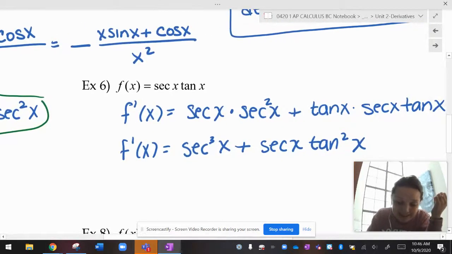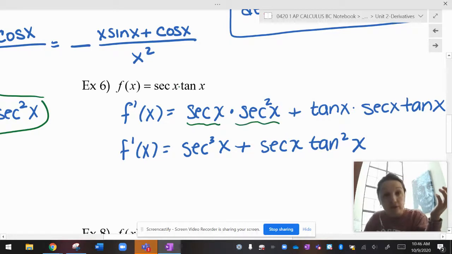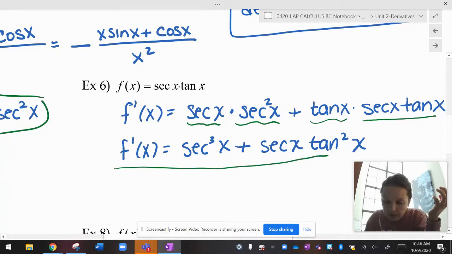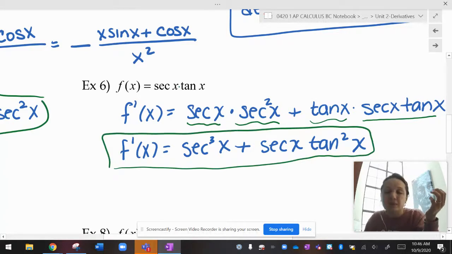Number 6 is secant times tangent, so I need the product rule. The first times the derivative of the second plus the second times the derivative of the first. Now, you can leave it like that, but it's begging to be simplified. So secant times secant squared is secant cubed. Tangent times secant tangent is secant times tangent squared. Okay. Again, unsimplified is okay. Simplified is way better.